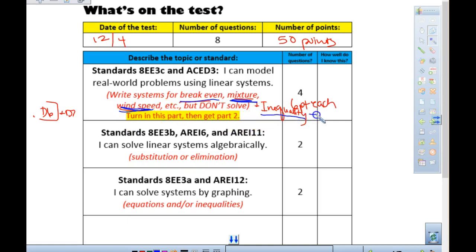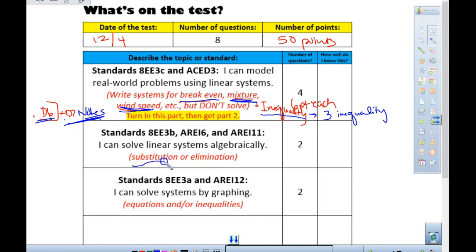The inequality, when you write it, it will have 3 inequalities. So when I say 3 inequalities, I would look at the notes that we did on Friday from D7. So D7 notes for that inequality, writing it, and then the D6 where you had to write all those equations. The second standard, I can solve linear systems algebraically.